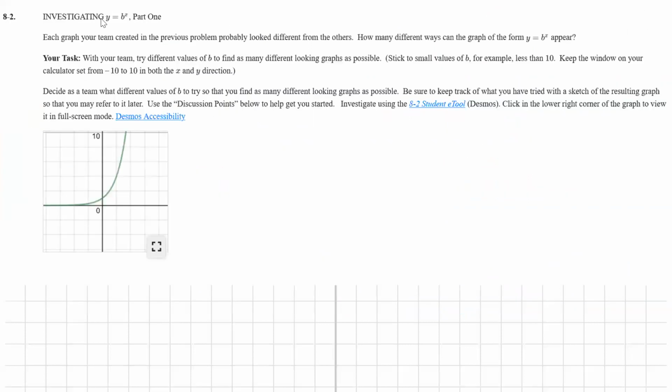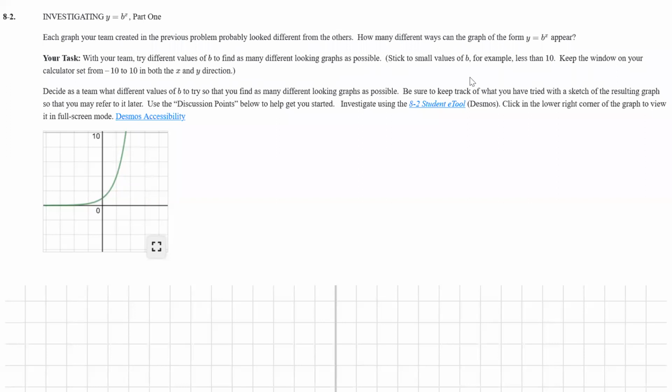Okay, investigating y equals b to the x, part 1. Each graph your team created in the previous problem probably looked different from others. How many different ways can the graph of the form y equals b to the x appear? Your task with your team, really it's going to be by yourself, try different values of b to find as many different looking graphs as possible.